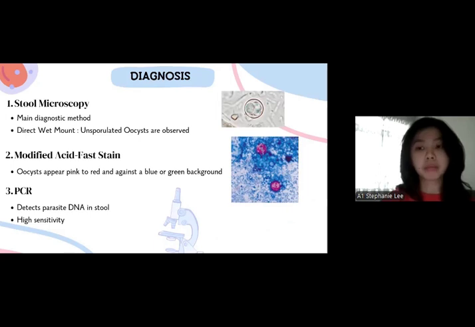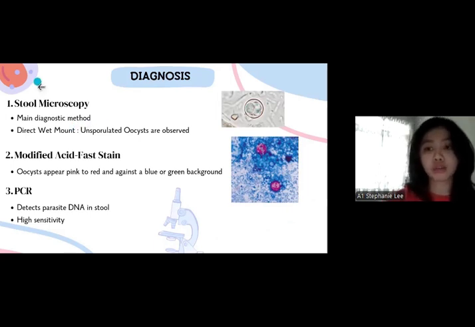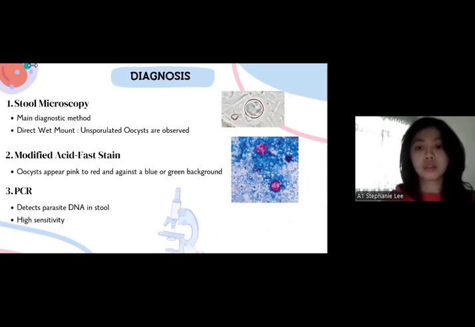Now I'll be talking about the diagnosis of Cyclospora cayetanensis. The first is stool microscopy, which is the main diagnostic method. A direct wet mount is examined and unsporulated oocysts can be observed. The next is modified acid-fast staining, which is used to identify the oocysts more clearly. The oocysts will appear pink to red against a blue or green background in the modified acid-fast staining.